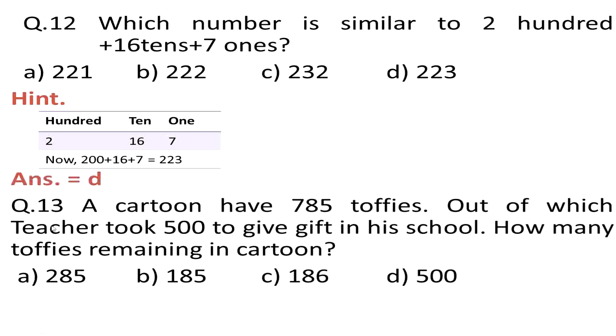Now question number 13, a carton has 785 toffees, out of which the teacher took 500 to give as gifts in school. How many toffees are remaining in the carton? It means the question belongs to subtraction. So 785 minus 500, and we will get the right answer, that is 285.